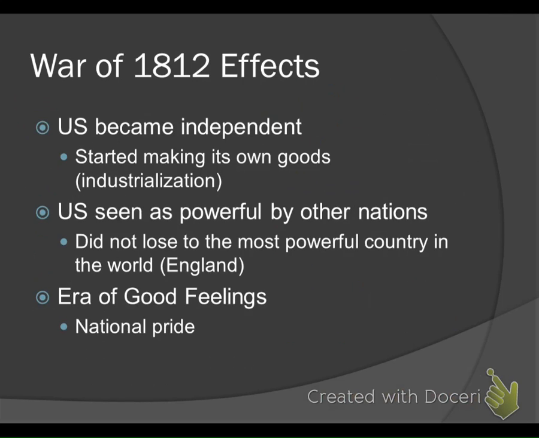The effects from the War of 1812. Well, the U.S. became independent because we started making our own goods. This is when industrialization really started in the United States. Remember, we could no longer get our goods from foreign countries due to the Embargo Act, so now we started making our own.